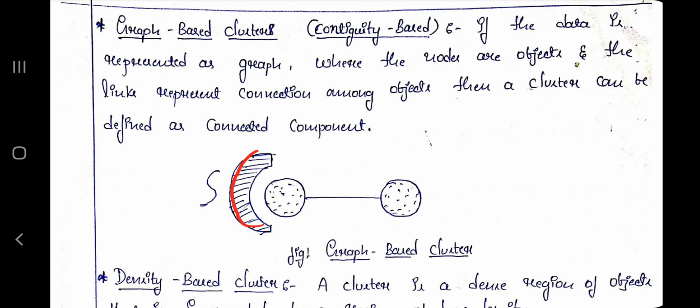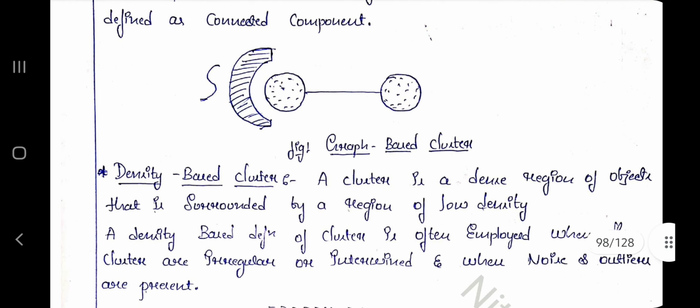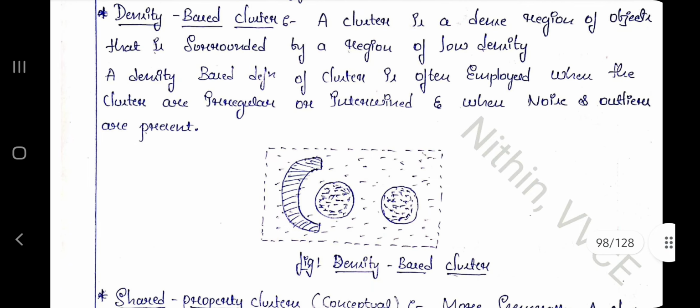Graph based means graphs will be there, like how the connection is made between the two clusters. Mainly keep in mind, for the graph, the connection is made between these two. That is only called the graph based clustering algorithm. Then we have density based, where, based on how dense they are, the clustering is made.